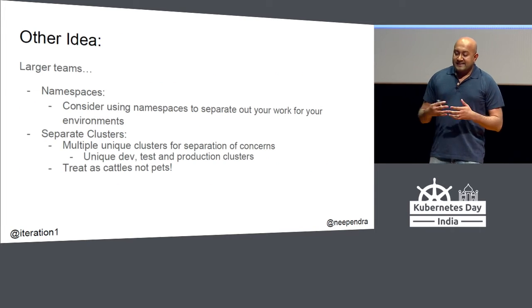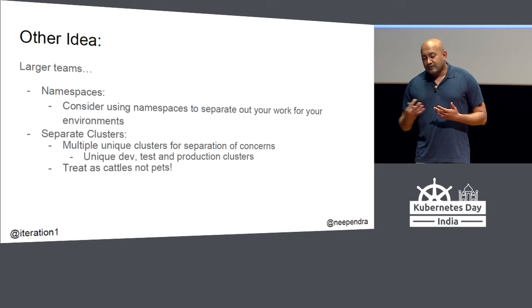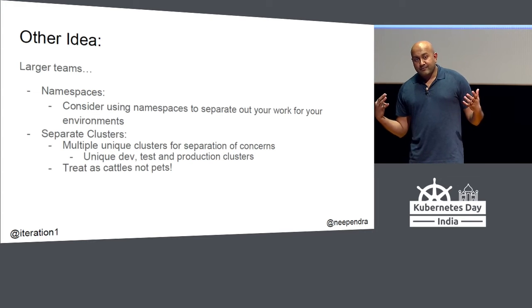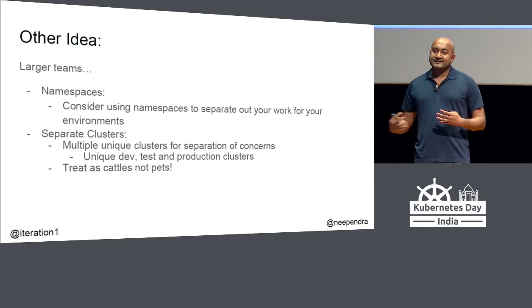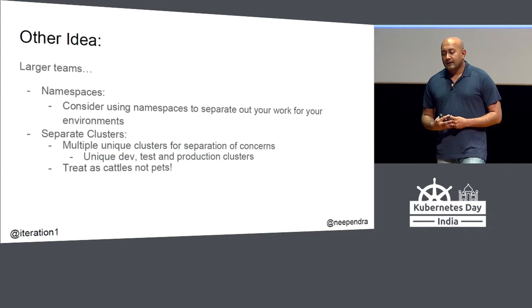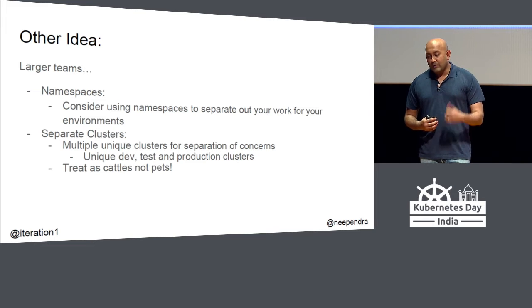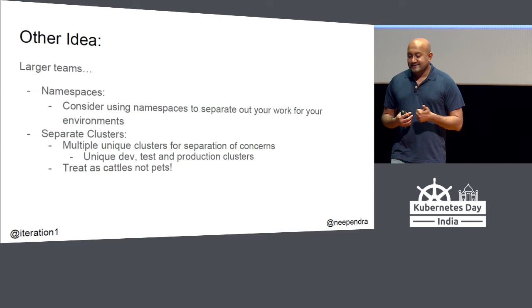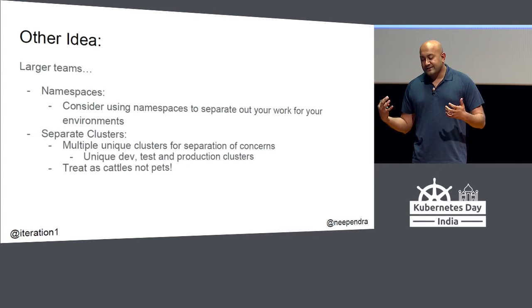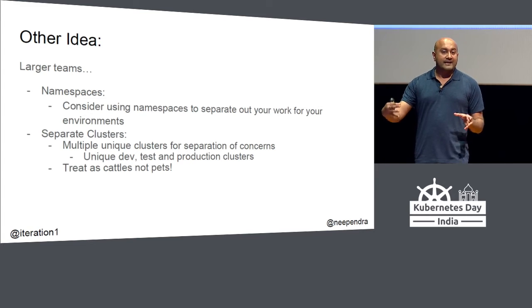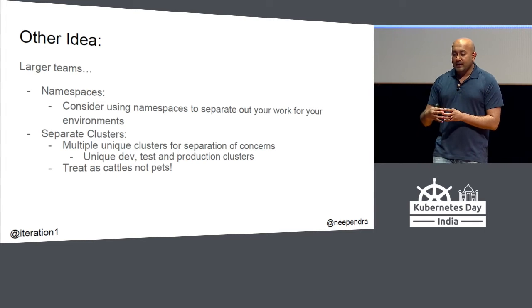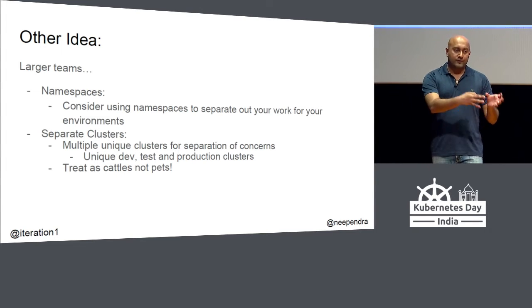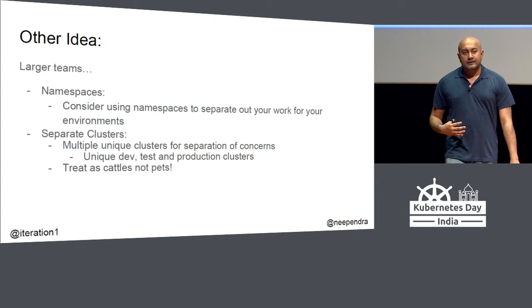And in terms of teams, right? There's the concept of, okay, I have a large team and we're all using Kubernetes. What are some best practices and what are some ways we can use this? There are two answers to this. One is namespaces, and the other is separate clusters. With namespaces, it's easy because you're still running in a single cluster, and namespaces help you separate out your work for your team versus another team, etc.